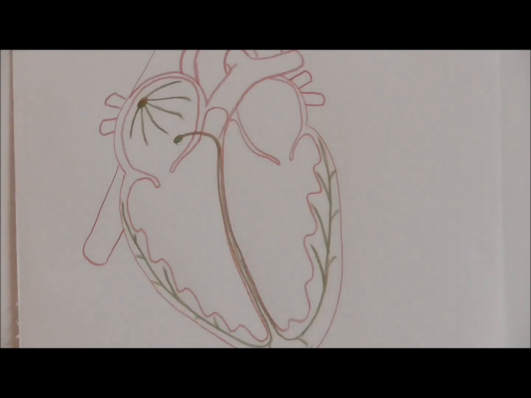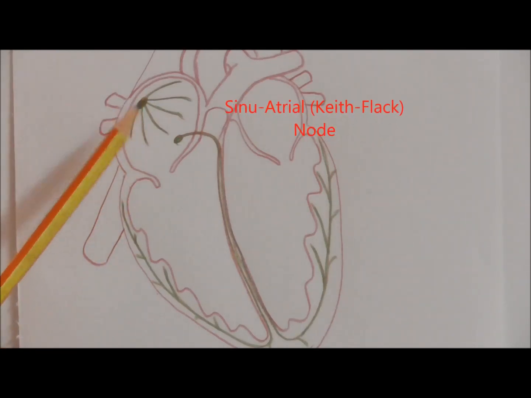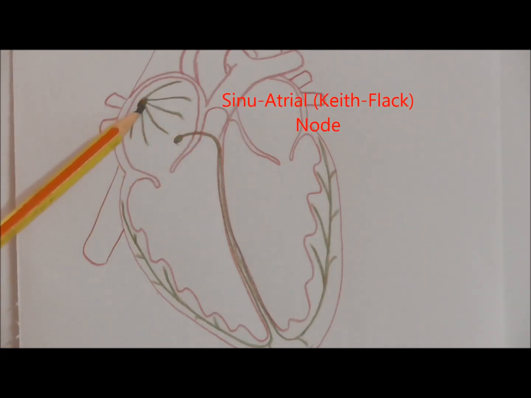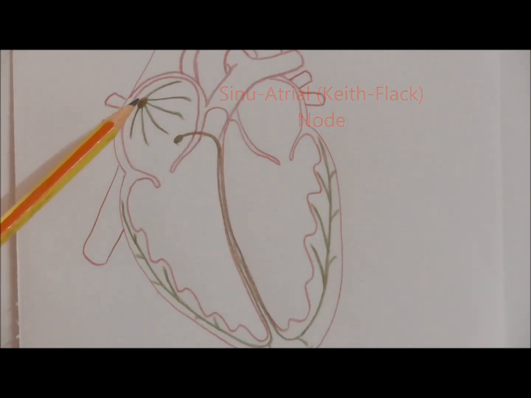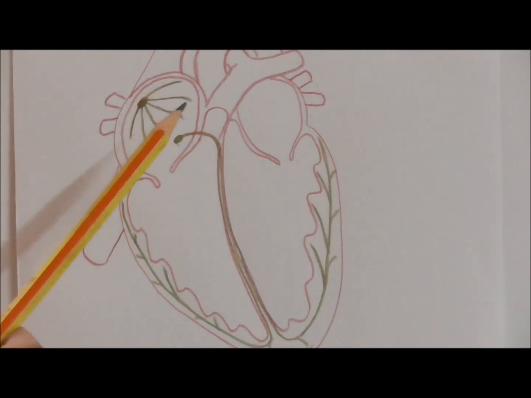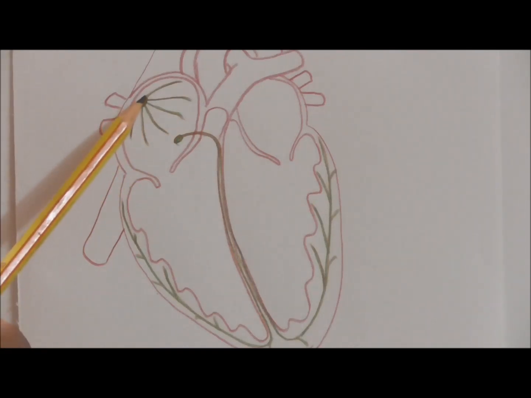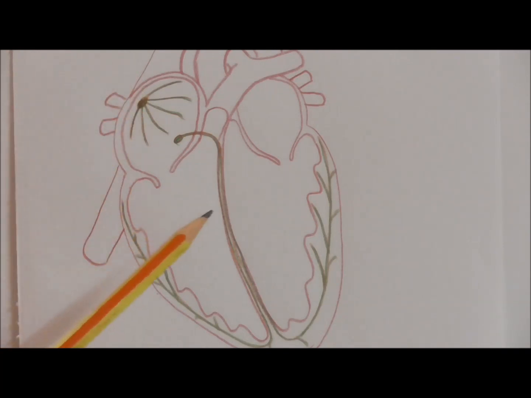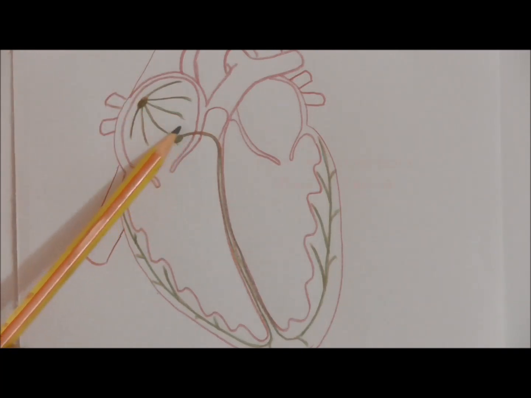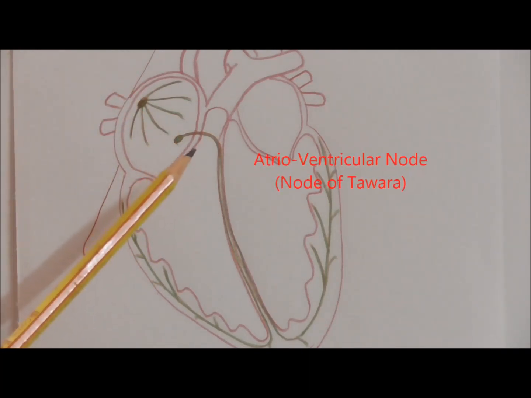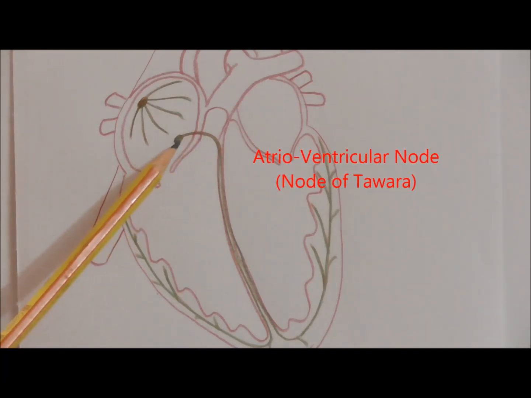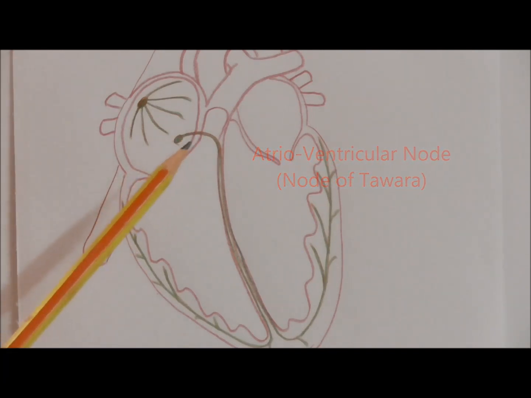See, there are two controlling centers. One which is present on the right side of the right atrium. This one is called as sinoatrial node or SA node. It is also called as Keith-Flack node. That's the sinoatrial node. While another one is atrioventricular node or it is node of Tawara. AV node it is also called as.